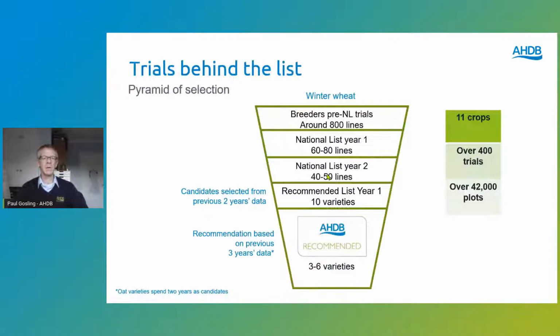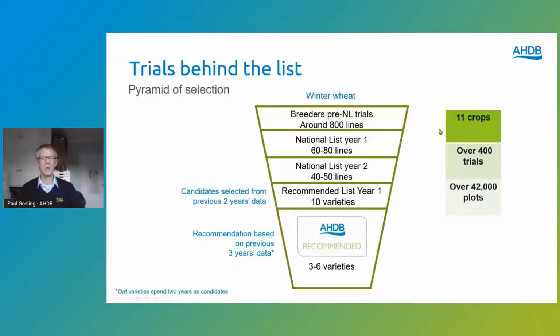And this is what the system looks like, just to give you an idea of what we're dealing with. We call this the pyramid of selection, and the numbers here are a couple of years old, but they're very relevant, and I've selected winter wheat because the numbers look really big. But we have a similar situation with all the crops. Obviously, with crops like oat, for example, you have a small number of varieties. Wheat and oilseed varieties are very large.